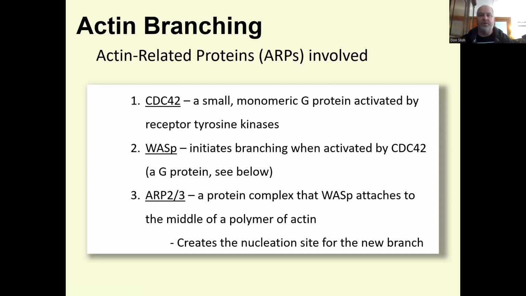WASP is then a protein that will grab onto ARP23, take it over to the membrane and attach it to the side of a microfilament, and that'll form a nucleation point on the side of a microfilament, and it takes off at like a 70-degree angle from the original microfilament.